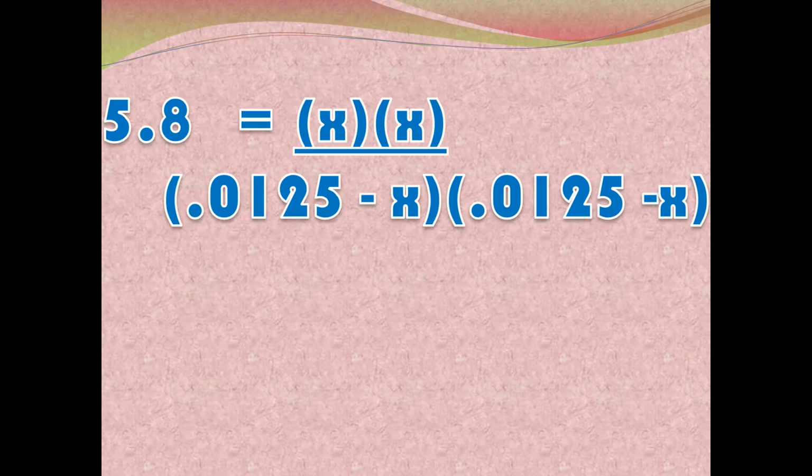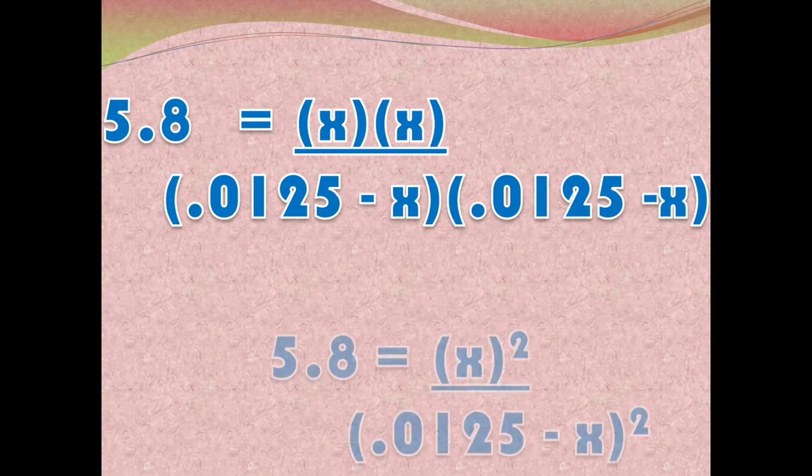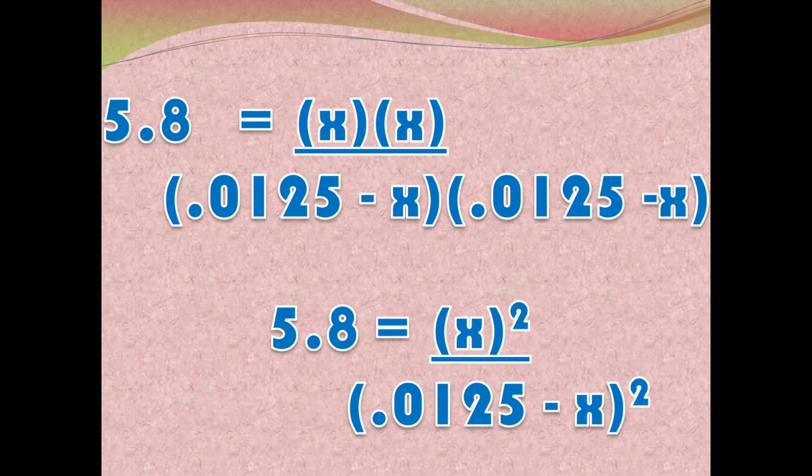Now, I could FOIL the bottom, move it to the left-hand side, multiply it all by 5.8, then put it into a quadratic equation and solve. I do not want to do a quadratic equation. You guys don't want to do a quadratic equation. So if I look at this, I see something that will make this easier to solve. This is a problem that contains squares. It's 5.8 equals X squared over 0.0125 minus X squared.